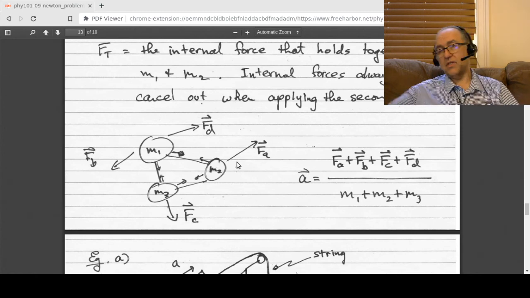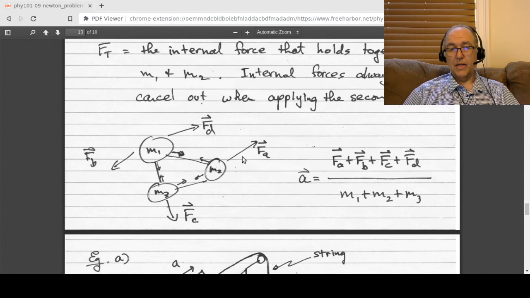So like FA here, that's just some external force due to something outside of the system of masses. And so that's going to contribute to an overall acceleration. So is FB, so is FC, and so is FD. So you just add up all the external forces and divide by the total mass, and that'll give you the acceleration of the total system.